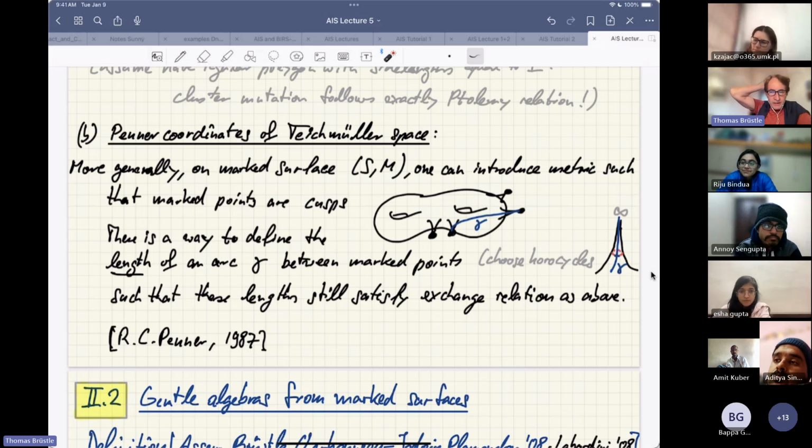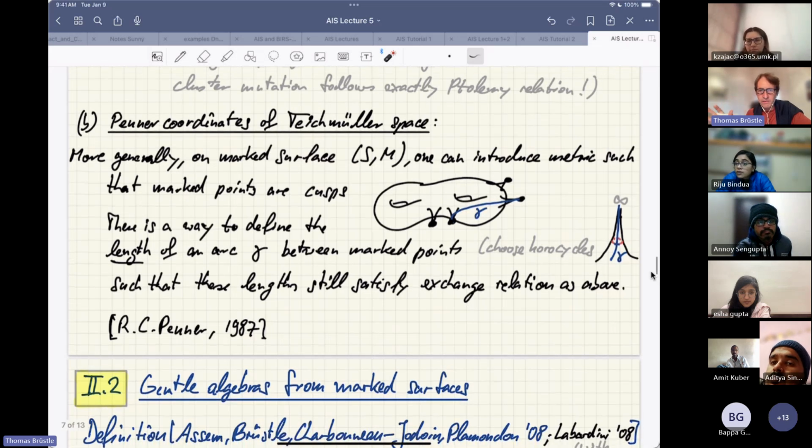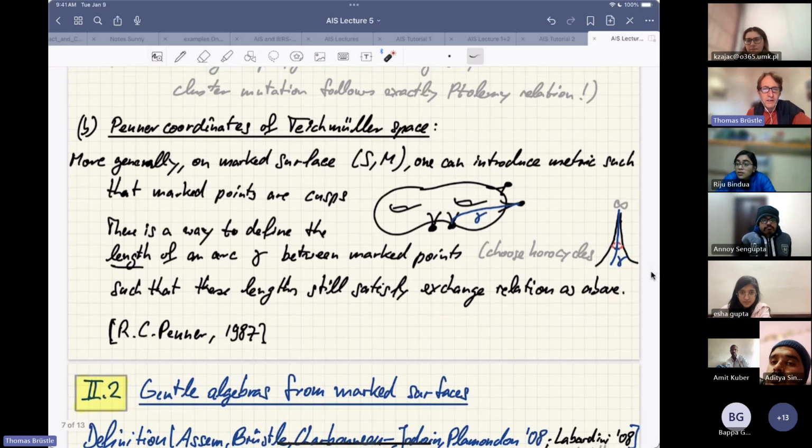Amit was talking last week about string algebras. And gentle algebras are a special case of string algebras. And I think you did not really define gentle algebras, did you? No, I did not. Okay, good. So they will come today.